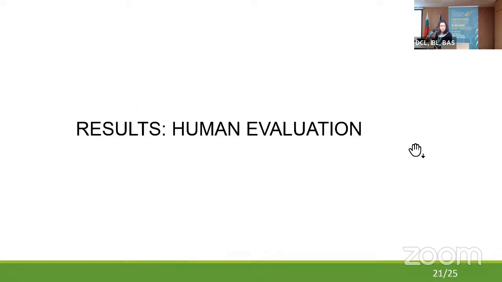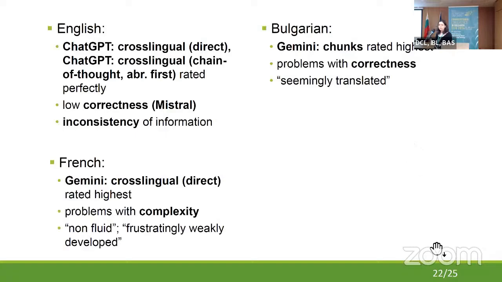And finally, the results of human evaluation. They have been really dependent on the particular text and respondent, so they have been hard to generalize. So I will just mention the best scoring texts and some problems that have been noted or exact remarks. In English, the best scoring texts were the ChatGPT cross-lingual direct and ChatGPT cross-lingual chain of thought with abridgement first, and they were rated perfectly, 100% for all categories.